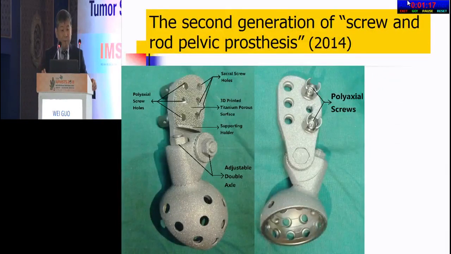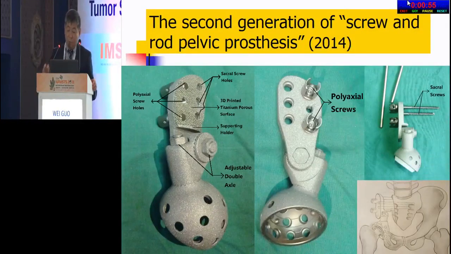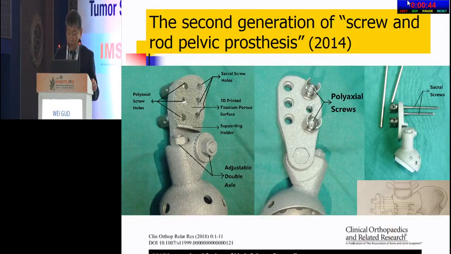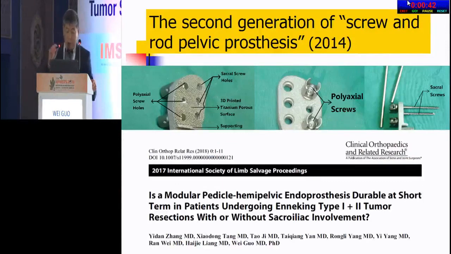To solve this problem, we designed a second generation screw and rod pelvic prosthesis in 2014. There are two axes on the prosthesis, so you can adjust any angle of the acetabulum during the surgery. There is also a bone growing interface on the prosthesis. For installation, we use a long screw fixed to the sacrum, and also 2 screws fixed to the lumbar spine, and you can adjust the angle of the acetabulum very well. We published this paper in CORR recently.